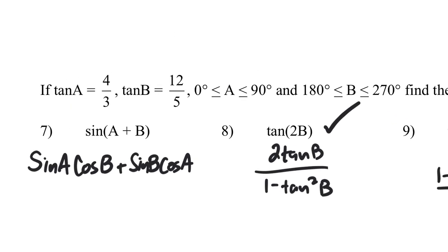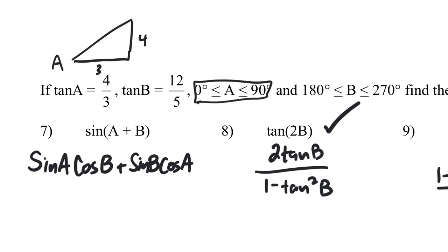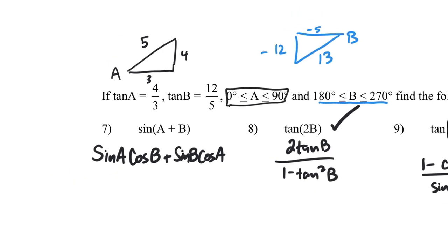So in the problem, they tell us that angle A is in the first quadrant, and it's got a tangent of 4/3. So that's going to look like this. There's angle A. The hypotenuse would be 5. Angle B is also one that we'll need a triangle for. It is between 180 and 270, meaning that's quadrant 3. So there's angle B. Its tangent is 12/5, but because we're in the third quadrant, we know those are both negative.